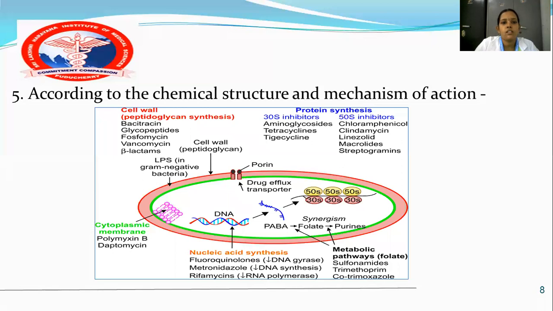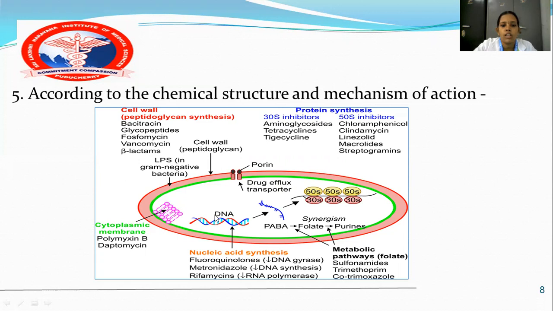So according to the chemical structure and mechanism of action, see here, this is a cell wall. So cell wall synthesis, that is peptidoglycan synthesis. Here you can have both gram-positive and gram-negative bacteria. Mostly lipopolysaccharide is present in the gram-negative bacteria, and this is the cell wall peptidoglycan in the gram-positive bacteria. These are all the porin channels. Here the cell wall synthesis inhibitors are cycloserine, glycopeptides, fosfomycin, vancomycin, and the beta-lactam group of drugs. The cytoplasmic membrane is acted on by polymyxin B and daptomycin.